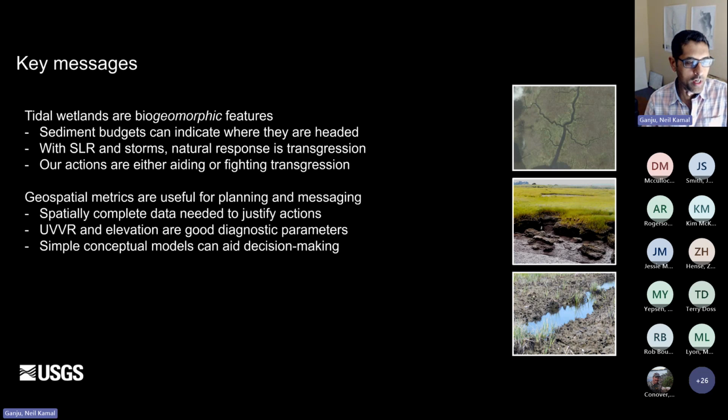The second key message is basically the meat of the talk about geospatial metrics, and why they are useful and why we are using them. I'll show some examples of how they can be used to aid in decision making.